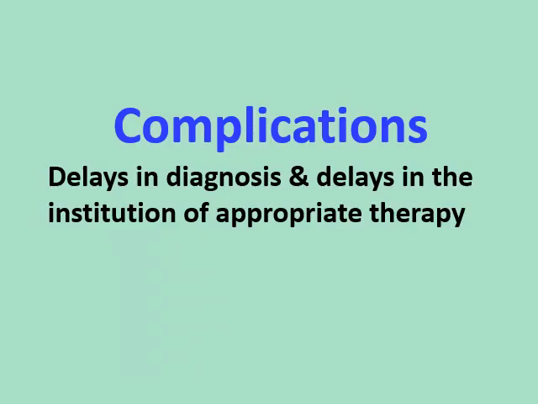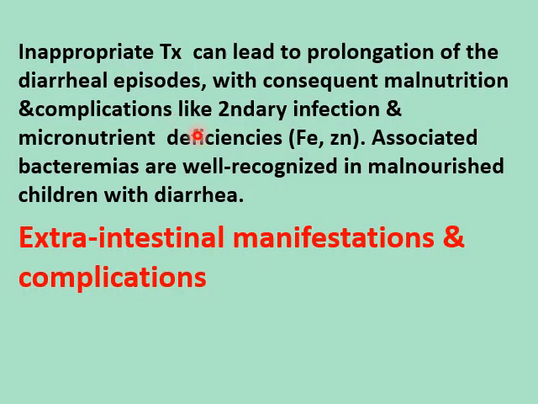What expected complications may happen to this infant, especially when there is delay in the diagnosis and delay in the institution of treatment? It may develop complications, especially when prolonged, leading to malnutrition, failure to thrive, and secondary bacterial infection, probably outside the GIT, and micronutrient deficiency like zinc and iron. These bacteria are well recognized in malnourished children with diarrhea, and may lead to sepsis and death. So you have to take care of this problem.